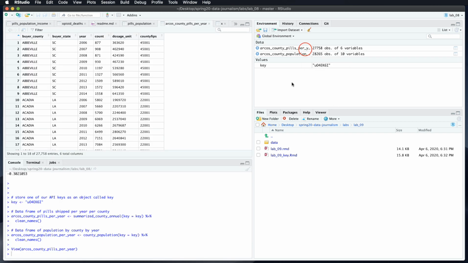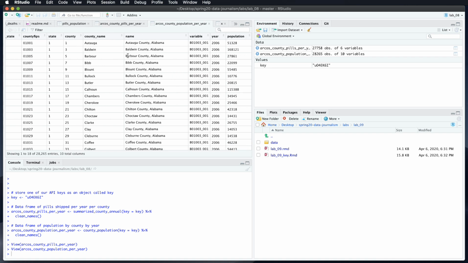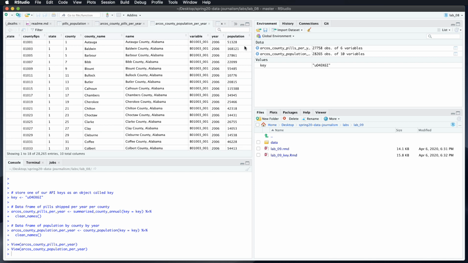Let's just take a quick look at that. So again, we've got one value per county per year, and we've got a count. This is the number of shipments. Dosage unit, essentially a proxy for the number of pills. And then we also have population. So one record per county per year with the total population in that year.